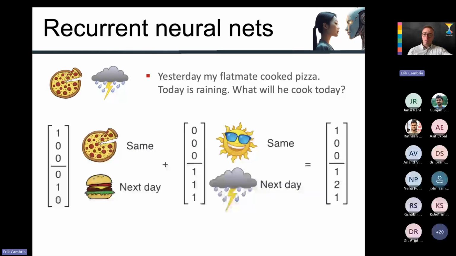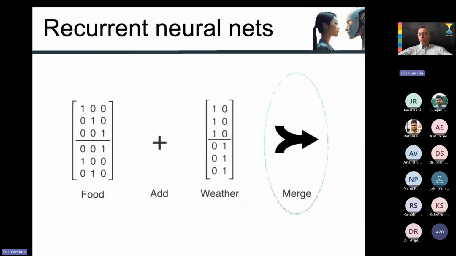Yesterday, my flatmate cooked pizza. Today it is raining. What will he cook today? So I have to add up these two matrices that I've just calculated, and then I get this 100121. I need to merge these two together to get the final answer, because the final answer is a type of food, which is a three-dimensional vector as we defined previously.